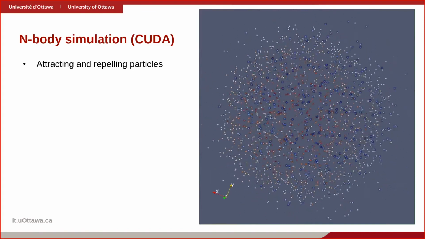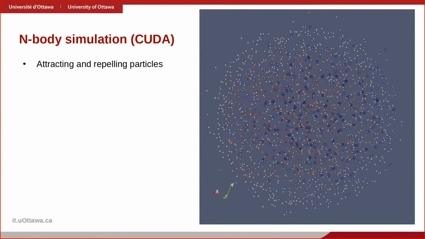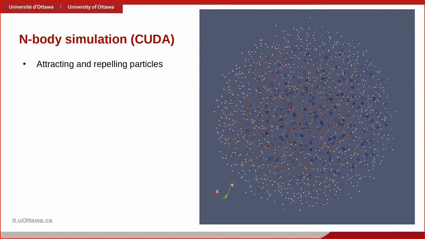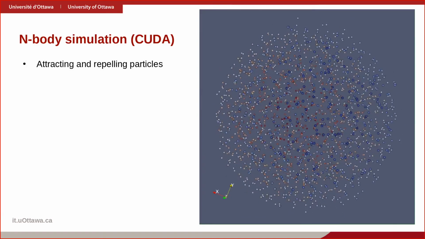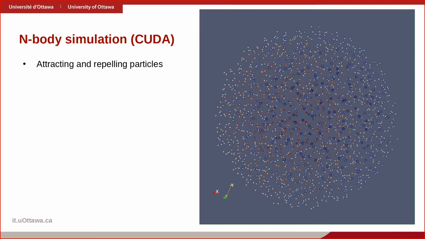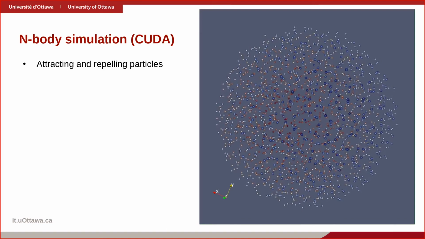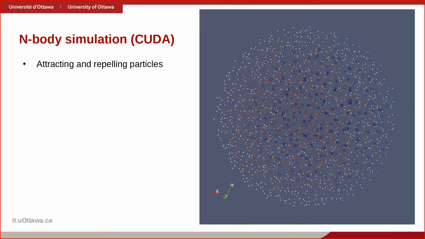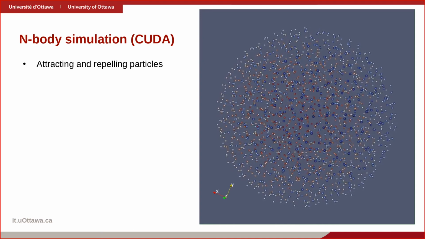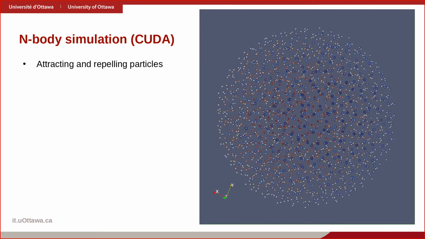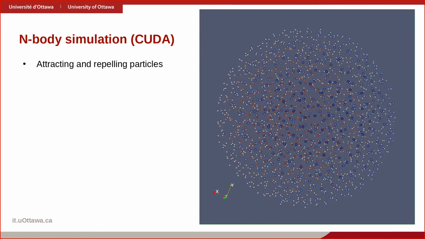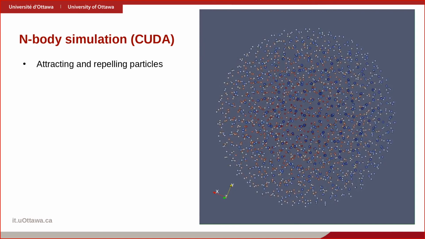So the function I wrote is that if they're far away, they attract. If they're close by, they repel. And there's a zone in between where they don't do anything. So you get this nice sphere structure where the particles are trying to get as close to each other as they can, but they don't want to be too close to the other particles. It's actually a sphere that's filled entirely inside as well. And it also looks pretty, at least I think.